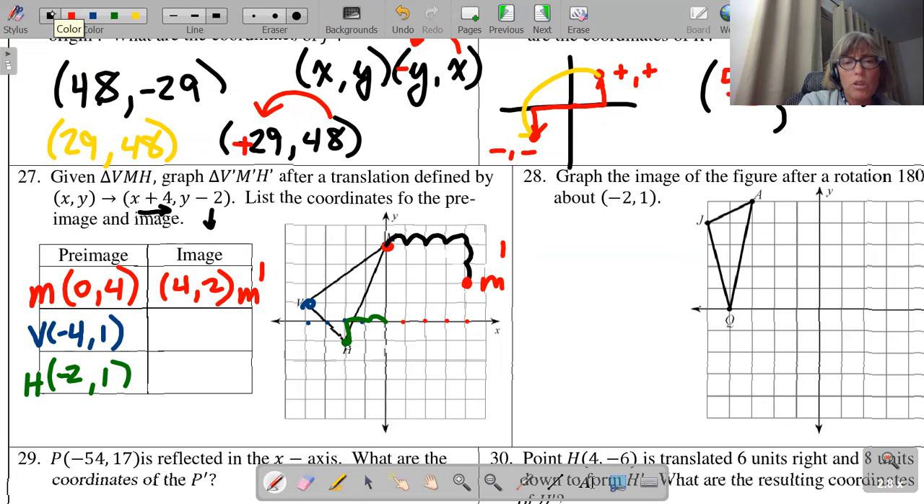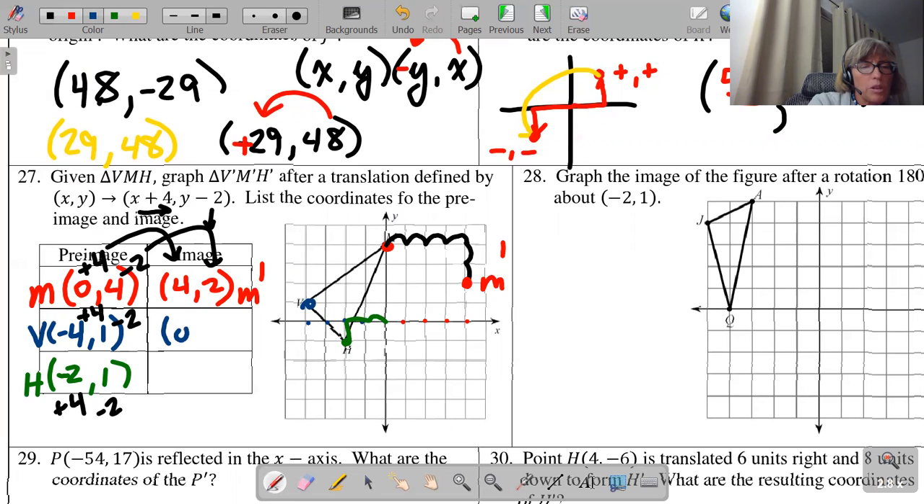Now, mathematically, what's going on here is you add 4 to the x and you subtract 2 from the y. And if you did that, you see you get the exact same thing. So we're going to do the shortcut for both. We're going to add 4, minus 2, add 4, minus 2, and then we'll graph it. So our V prime is going to be 0, negative 1. And our H prime is going to be positive 2, negative 1.